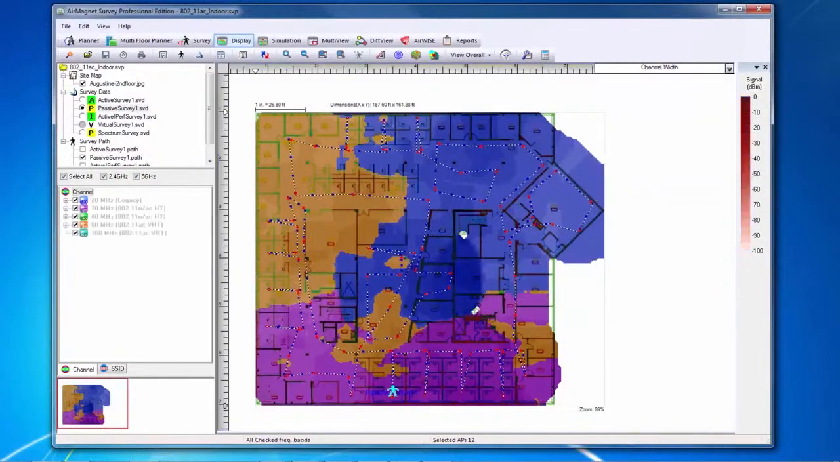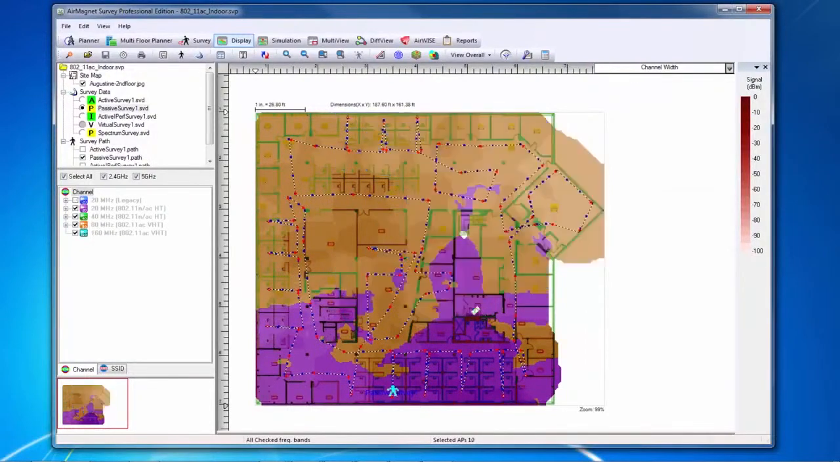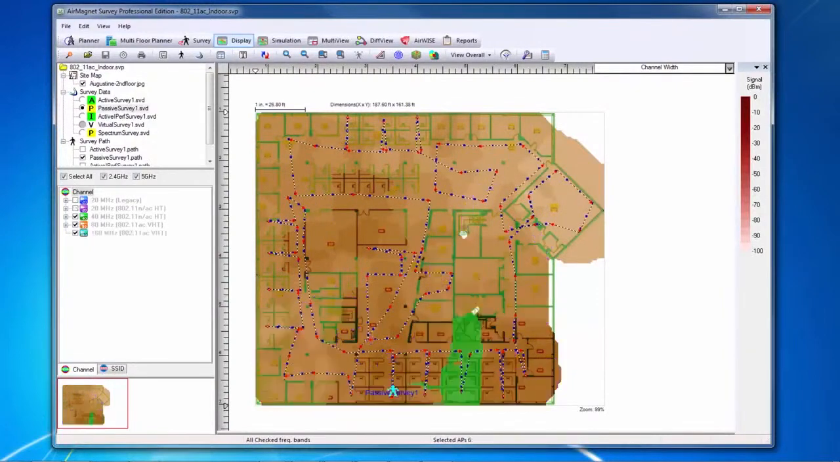Similarly, the channel width heat map shows a color-coded heat map based upon the channel width of the APs heard during the survey. Again, the color shown will be that of the strongest heard AP, and again I can select items on the left-hand side if I would like to see a heat map based upon specific channel widths.